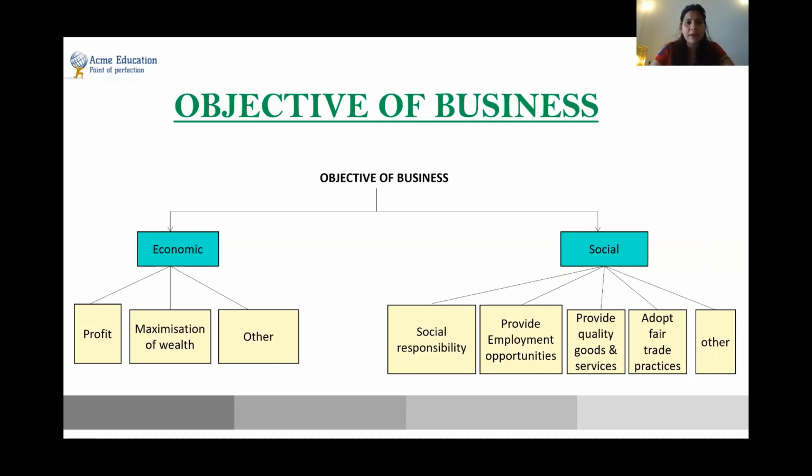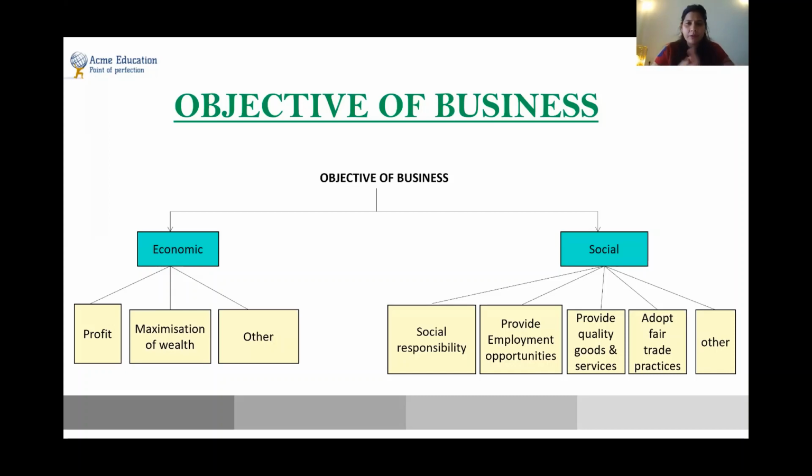The second objective can be maximization of wealth, which means to increase the quantity of your business, or to expand your business. That is called maximization of wealth. And there can be other objectives also, like maybe you want growth in your business, or maybe you want your name to grow in the business.